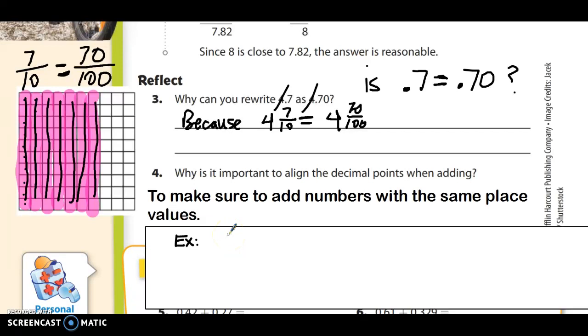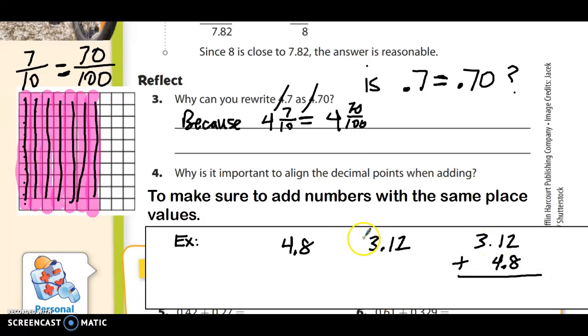If I have just a couple of numbers, something like 4.8, and then a different number like 3.12. And if I add these up like this, 3.12 plus 4.8, first of all, it doesn't look right. Second of all, think about it this way.